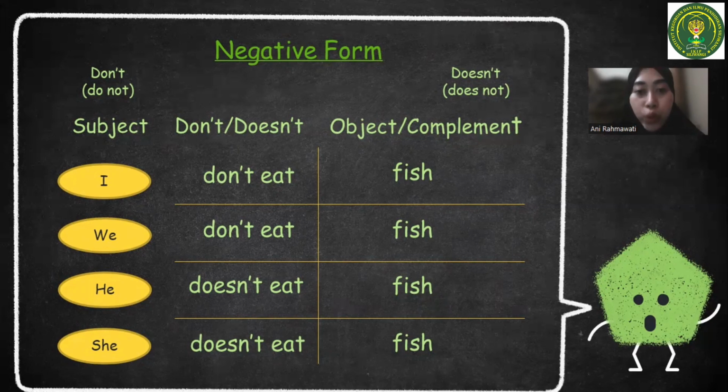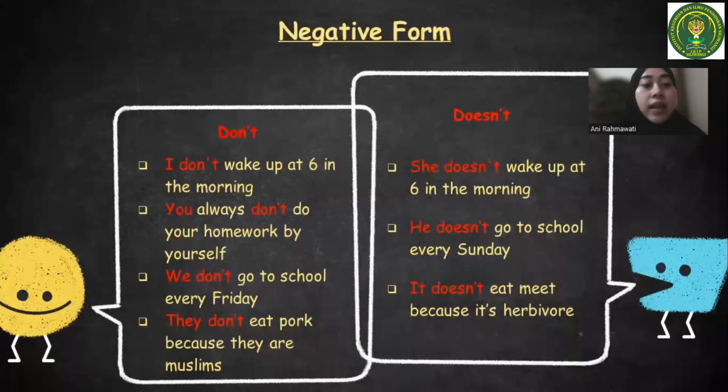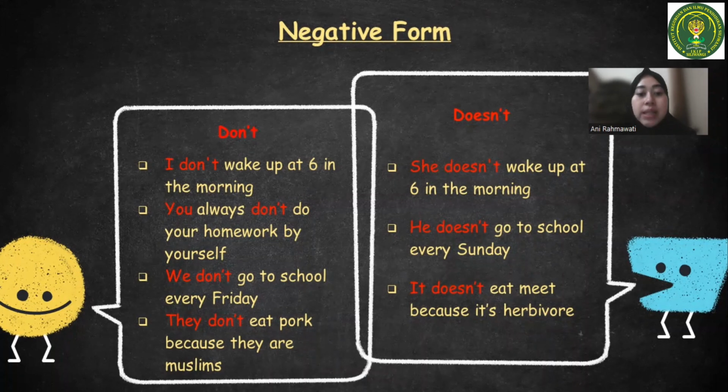Here we can conclude: when the subject is I, you, we, and they, then we use don't. While when the subject is he, she, and it, then we use doesn't. Examples for don't. I don't wake up at 6 in the morning. You don't do your homework by yourself. We don't go to school every Friday. They don't eat pork because they are Muslims. And how about doesn't? She doesn't wake up at 6 in the morning. He doesn't go to school every Sunday. It doesn't eat meat because it's a herbivore. We can conclude that doesn't is used with he, she, and it.